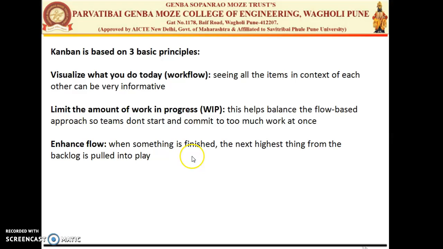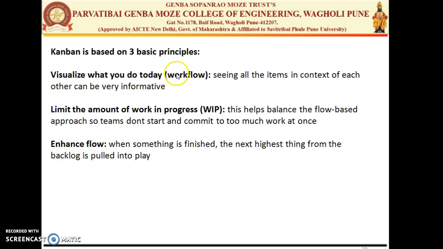So when something is finished, the next highest item from the backlog is pulled into play. If you are done with your product story, or if you are done with your work, the next highest priority thing is brought into your picture. Product backlog is nothing but the priority list, your features, meaning high priority features which need to be implemented first. So that is the enhanced flow.